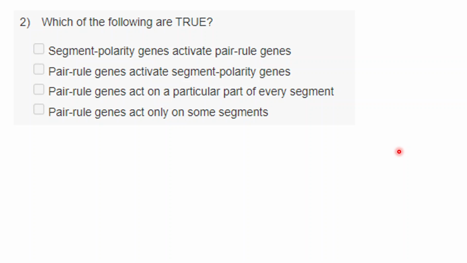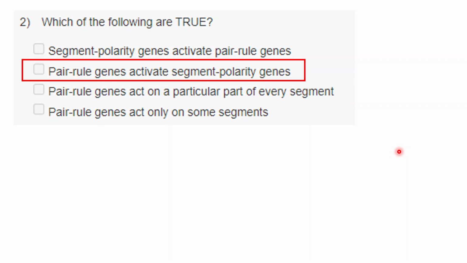Okay. Now let me reveal the correct answer to this question. Statement 2 is the correct statement. Pair rule genes activate segment polarity genes. So pair rule genes are the upstream player, and segment polarity genes are the downstream player. And statement 3 is also correct. Pair rule genes act on a particular part of every segment. So pair rule genes are present in every segment, but they only act in a particular part of every segment.